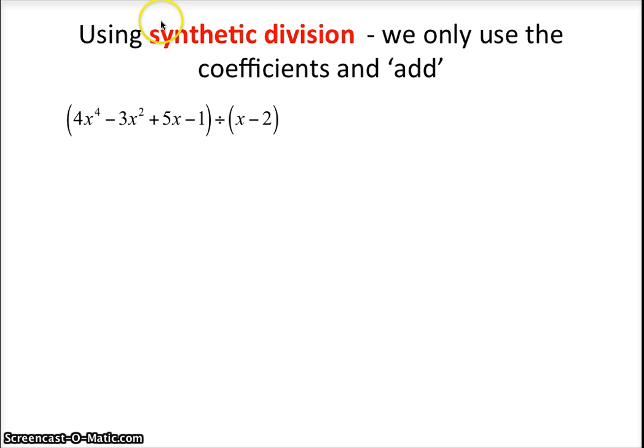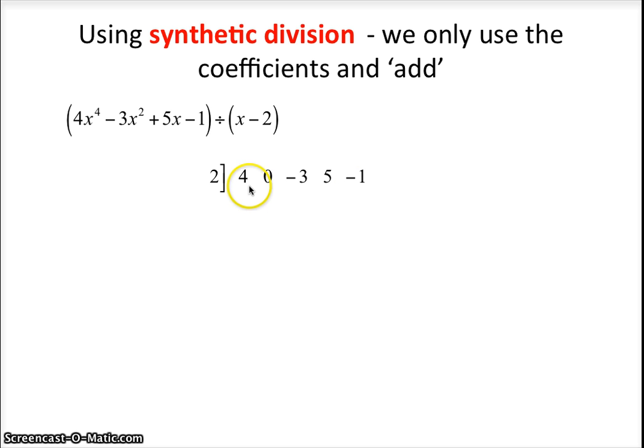So going back to that same question, 4x to the 4th minus 3x squared plus 5x minus 1, we're going to use our coefficients, but we need to have descending degree order. So we have to put in a 0 coefficient for any missing terms. When we're dividing by x minus 2, our k value is a positive 2. So that's what we're going to be putting in. So we start with our k value and then all of our coefficients written down.